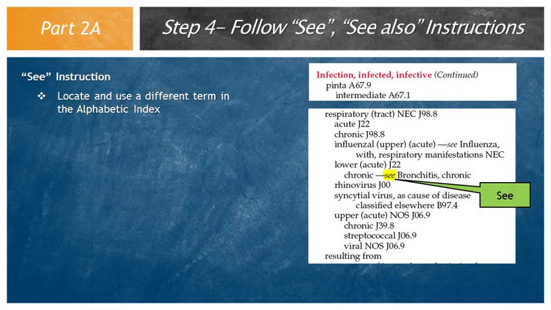If applicable, step 4 is to follow the See and See Also instructions in the alphabetic index if the diagnosis and needed code were not located. Since we found the diagnosis, step 4 does not apply to this case study, but let's take a minute to review this step anyway. See tells the coder to locate and use a different term in the alphabetic index. For example, if the diagnosis was a lower respiratory infection, the coder would follow the See instruction to locate and use bronchitis chronic instead.